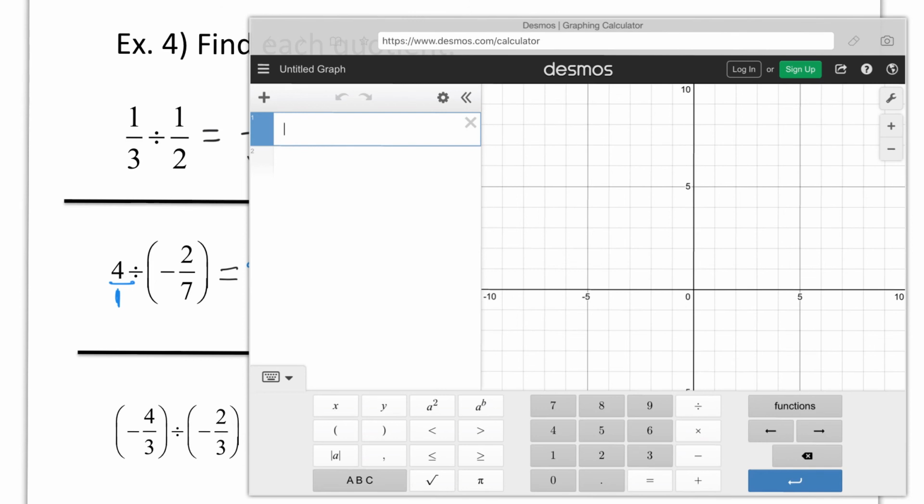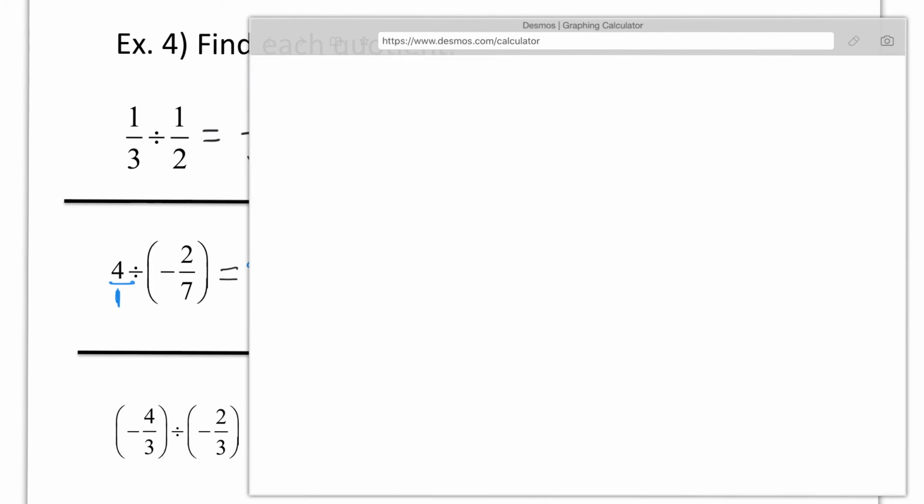So I'm going to do that in Desmos. I'm going to put the fraction, and to put the fraction, you just use the division sign. So I'm going to put 1 divided by 3. Okay, I need to move the cursor, so there's some arrows on the right side of the screen here, and I move the cursor to the right. I'm going to put division, and then I have 1 divided by 2.